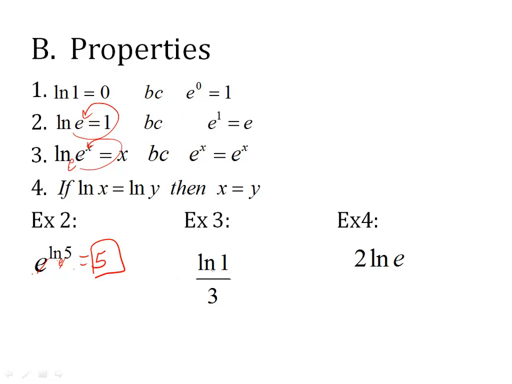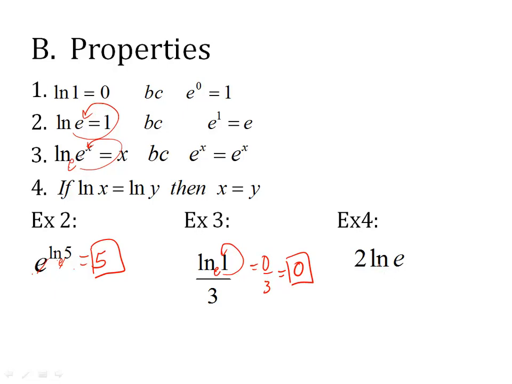So let's look at this. The natural log of 1 divided by 3. Well, remember this is e down here. E to what power gives me a 1? Anything to the 0 power is always a 1. So that means this is really 0 over 3, which is 0.